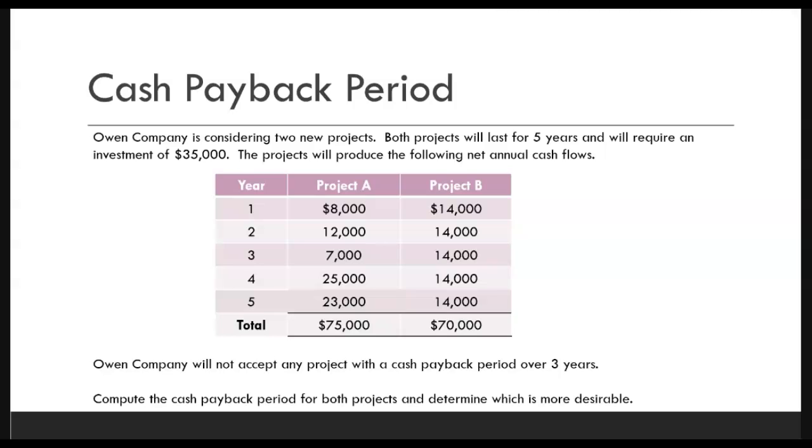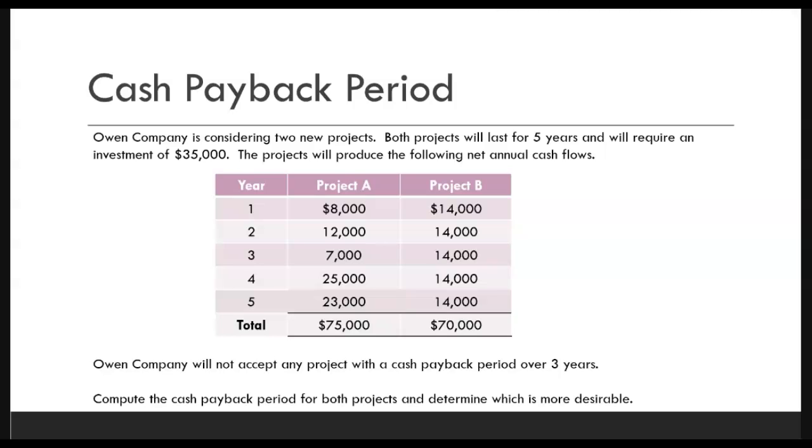So Owen Company is considering two new projects here again, Project A and Project B. Both projects will last for 5 years and will require an investment of $35,000. The projects, though, will produce different net annual cash flows.